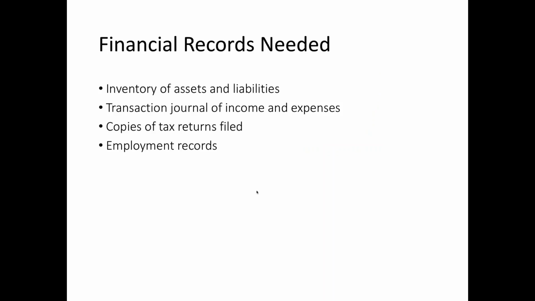So what do you need in a record keeping system? You must have an inventory of your assets and liabilities. And we'll get to this in more detail in just a few minutes when we start to look at our balance sheets. You have to have a transaction journal of income and expenses. You need copies of the tax returns that you filed, and you need employment records for yourself if you have off-farm employment, and for those that you employ. So these are financial records that are really absolutely necessary for you to be able to perform up to the expectation of any financial institution when you apply for funding, and certainly FSA is no exception.